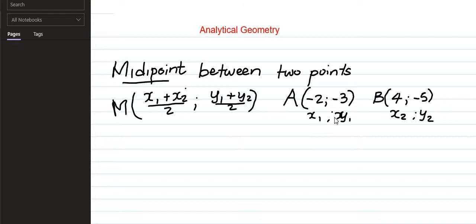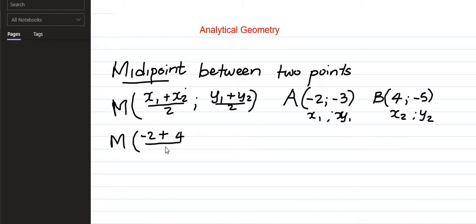And then now what we do, we calculate by substitution. So we substitute. X1 is which one? We go to A, it's minus 2. And then we write minus 2. Don't change the formula. After minus 2 plus, and then x2 is 4, and then we write 4.